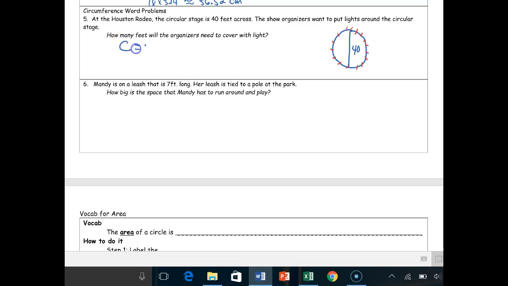So we have C is equal to pi d. C is equal to pi times what's the diameter? 40. And so really my answer could be 40 pi feet. But if I wanted to be a little bit more accurate, I could say 40 times 3.14. And this would be, they would need approximately 125.6 feet of lights, right?